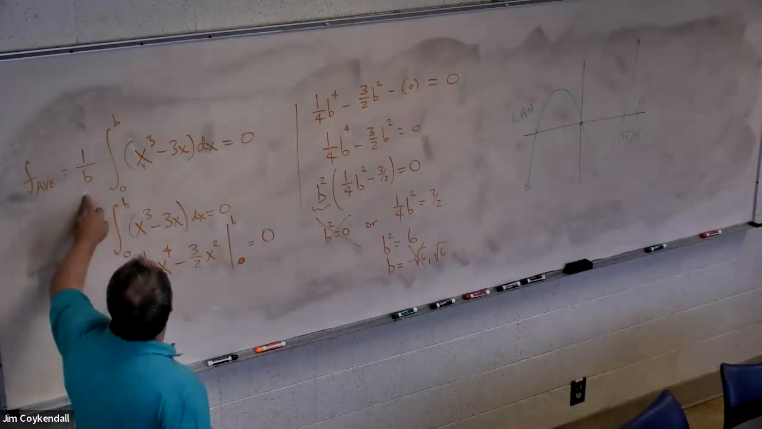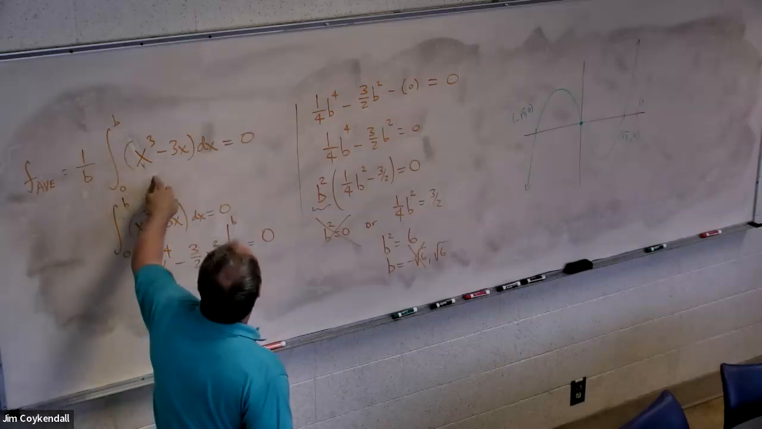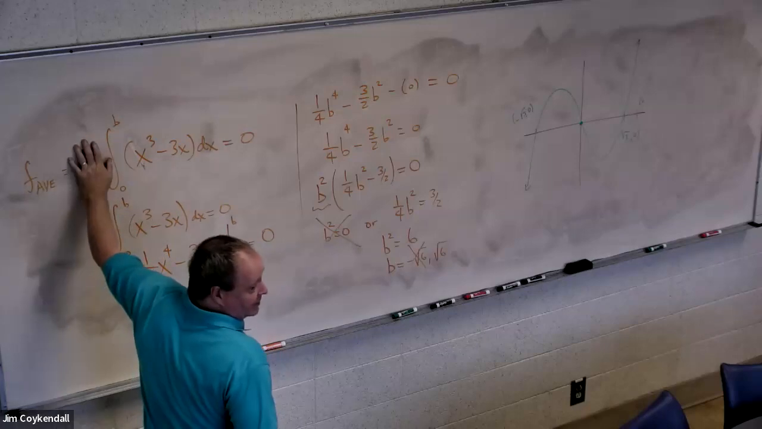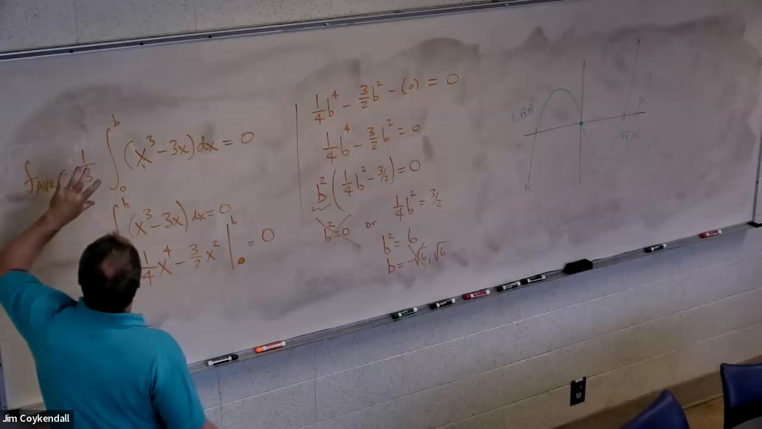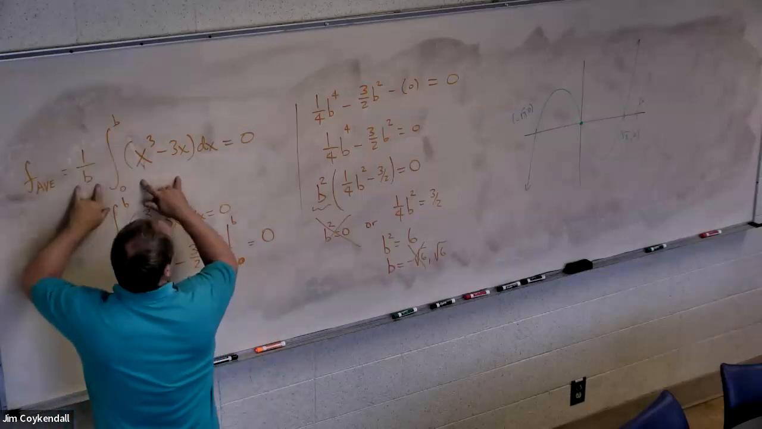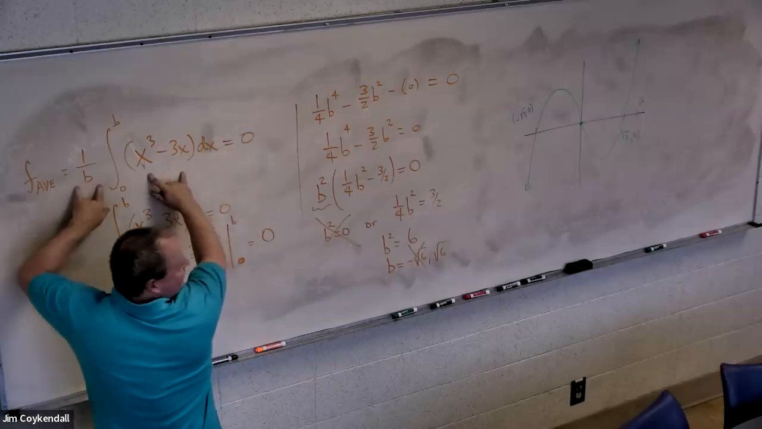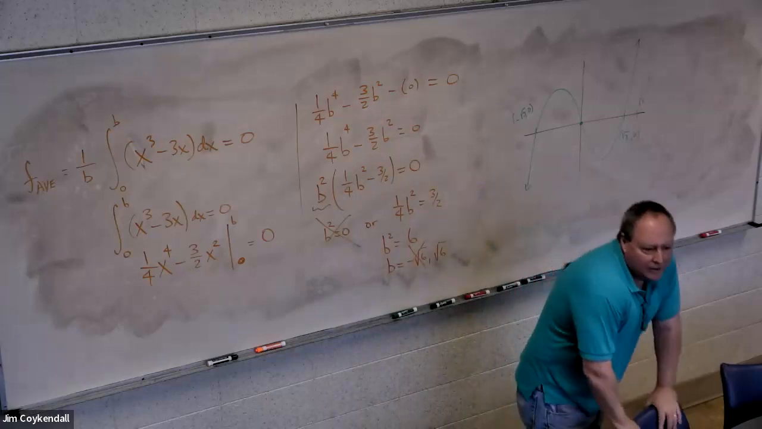Yes, because for the average value to be 0, that means the integral is 0. Right? Because remember, B is not 0. So this times that integral is 0, that means one of these 2 is 0. But 1 over B can't be 0, because I said that B had to be positive.